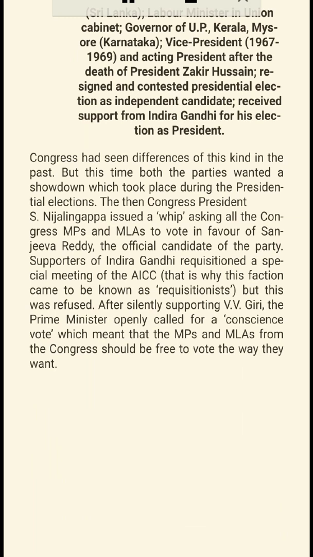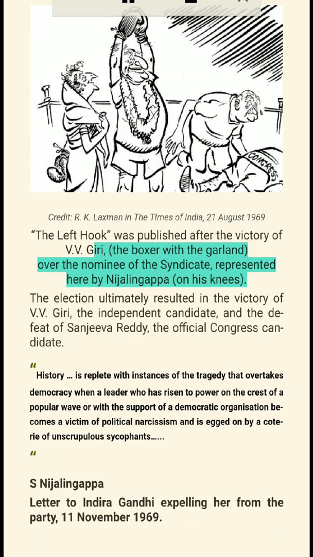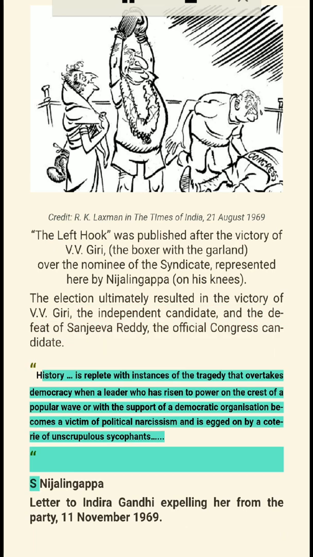Credit R. K. Laxman, Times of India, the 21st of August 1969. The Left Hook was published after the victory of V.V. Giri, the boxer with the garland, over the nominee of the syndicate, represented here by Nijalingappa, on his knees. The election ultimately resulted in the victory of V.V. Giri, the independent candidate, and the defeat of Sanjeeva Reddy, the official Congress candidate.